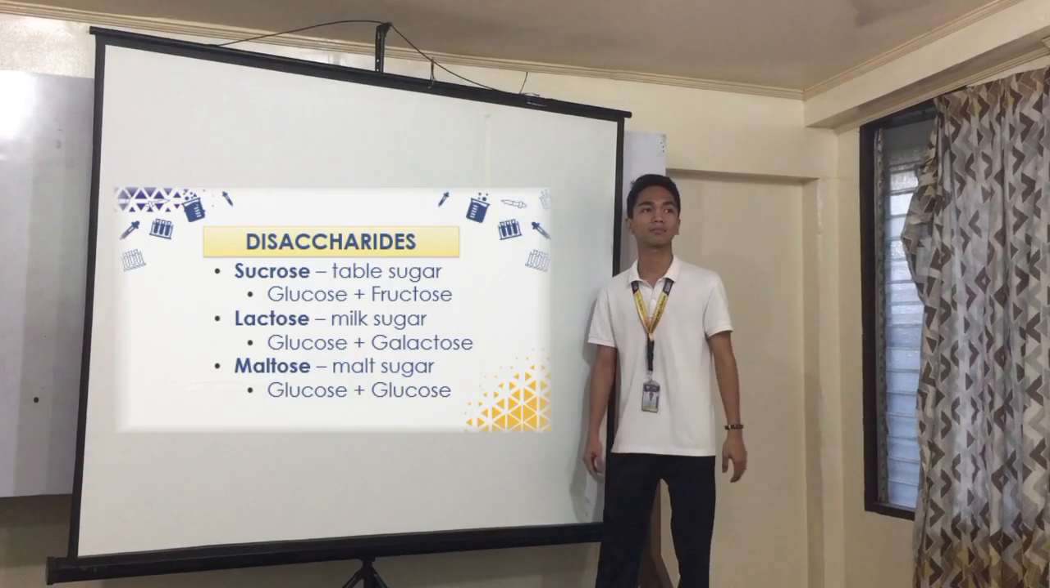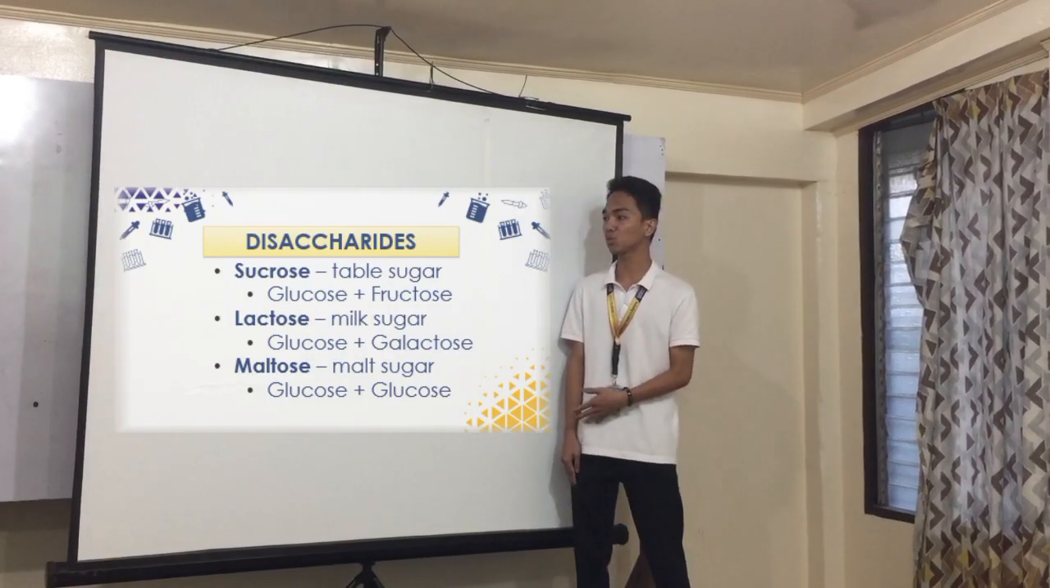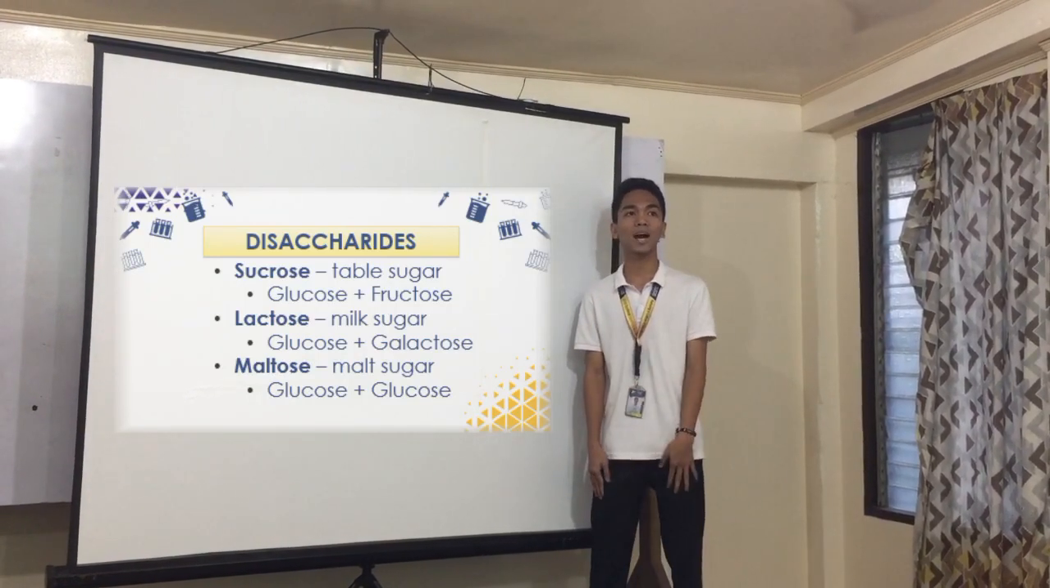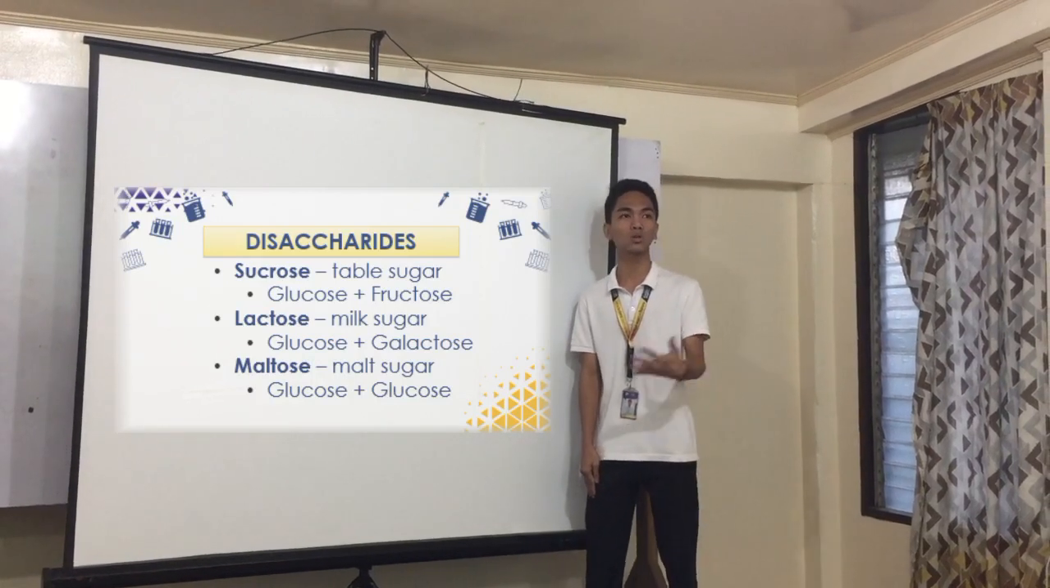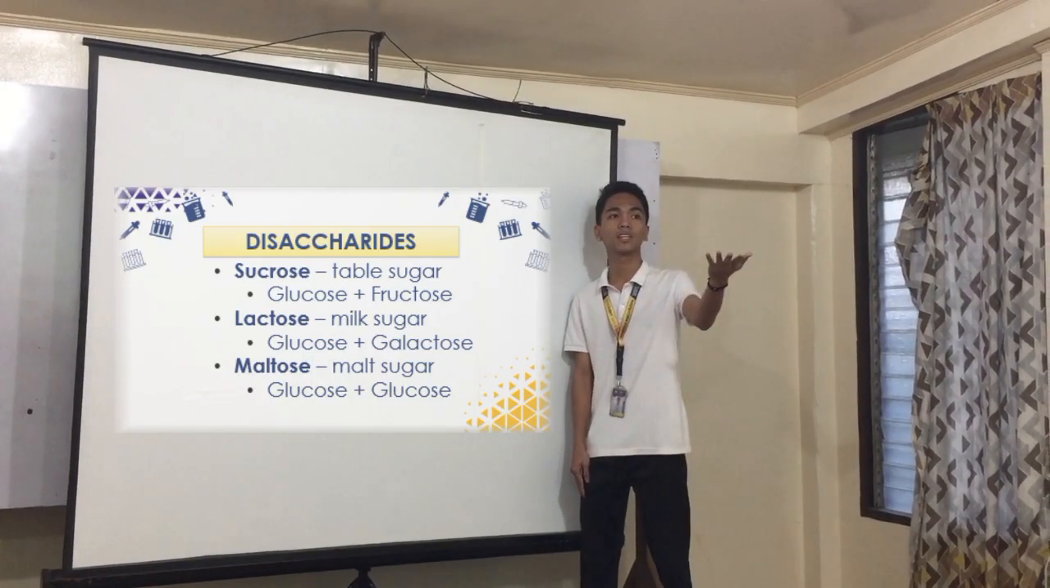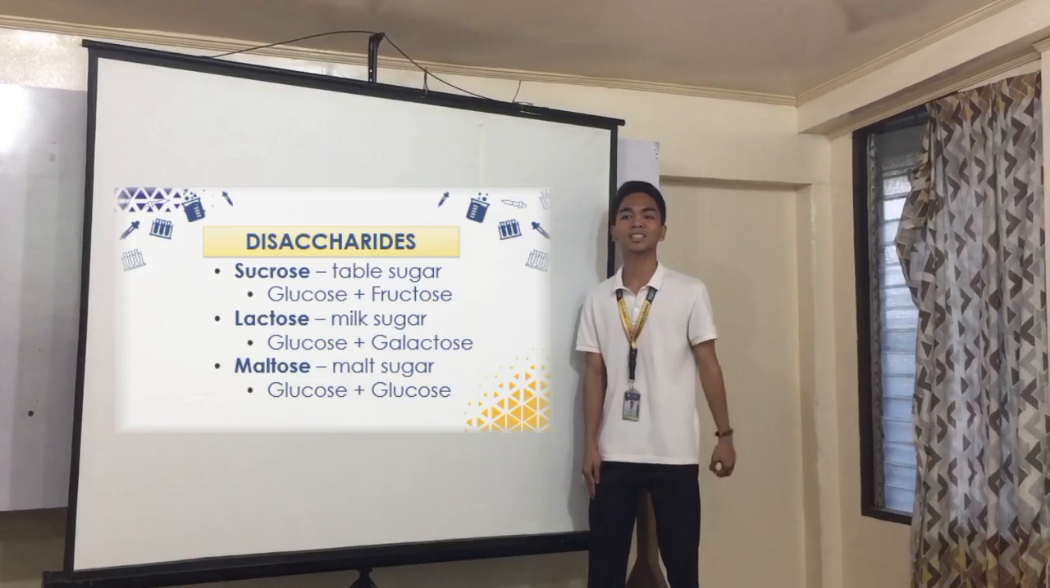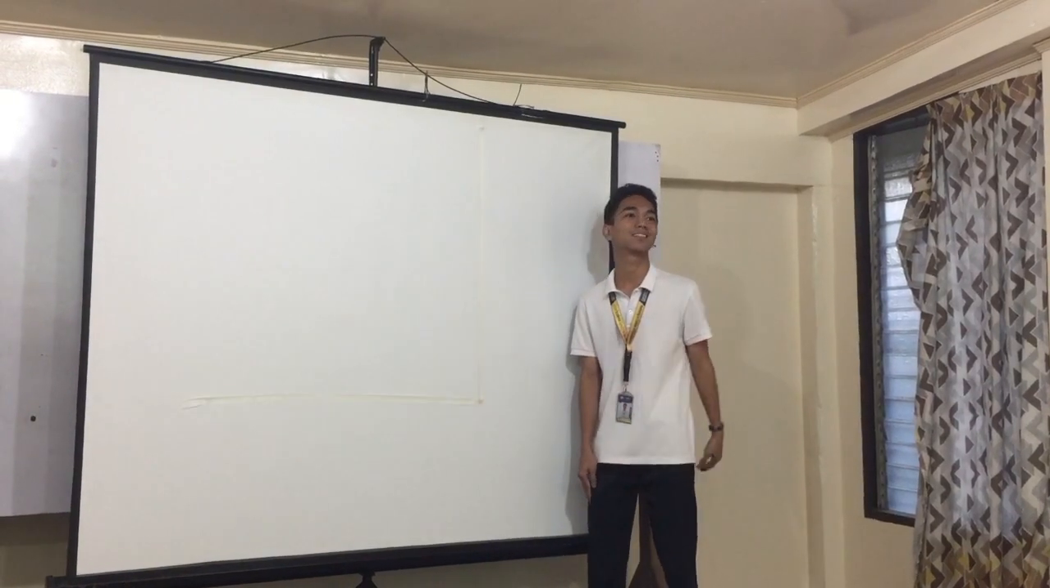Next one is maltose or malt sugar. When we combine two glucose, glucose plus glucose is equal to maltose.